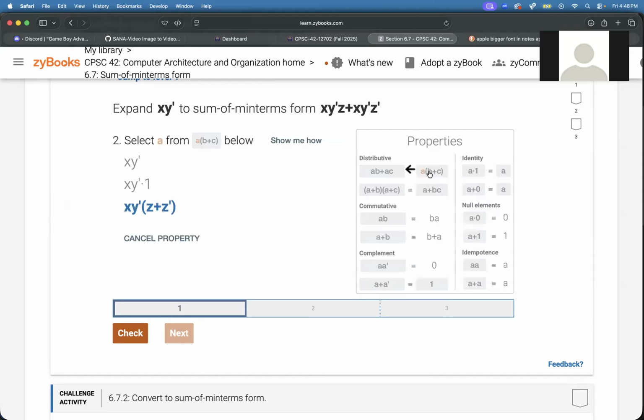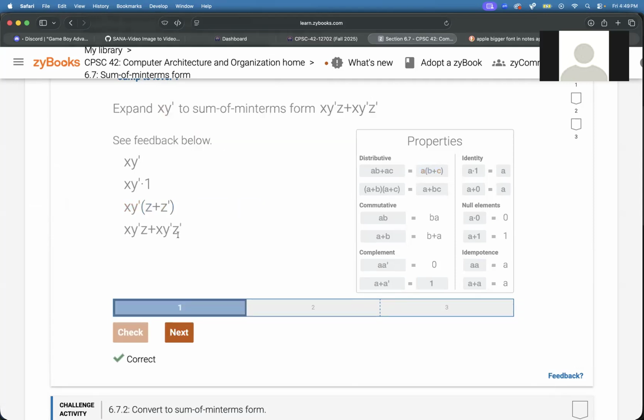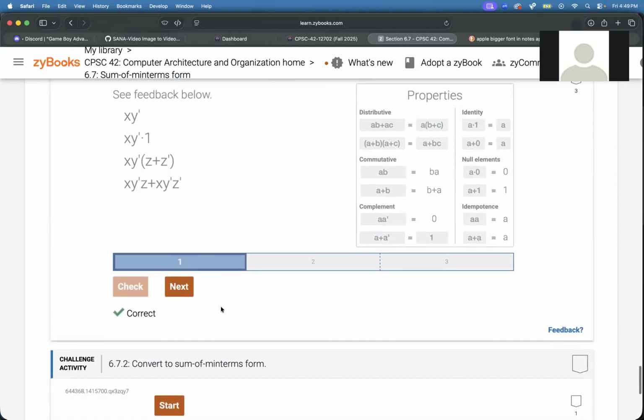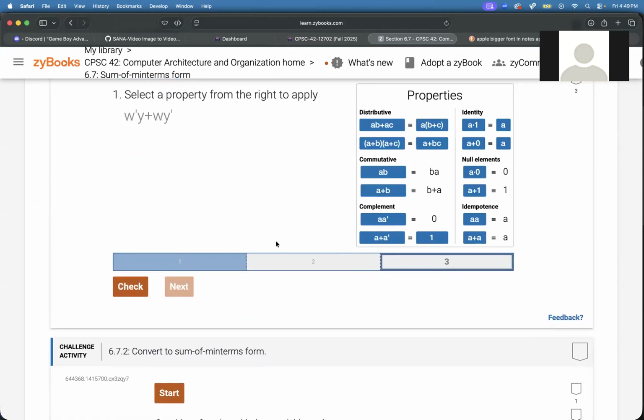So we click the right side, and then it says select the A from A times B plus C. So the A is the part outside the parentheses. So I have to click the X and the Y, not Y. Then click next. And then it says select the B, that'd just be Z. Next. And then I click that and then click apply property. And then we got there. Whew. Complicated. Let's try the third one.